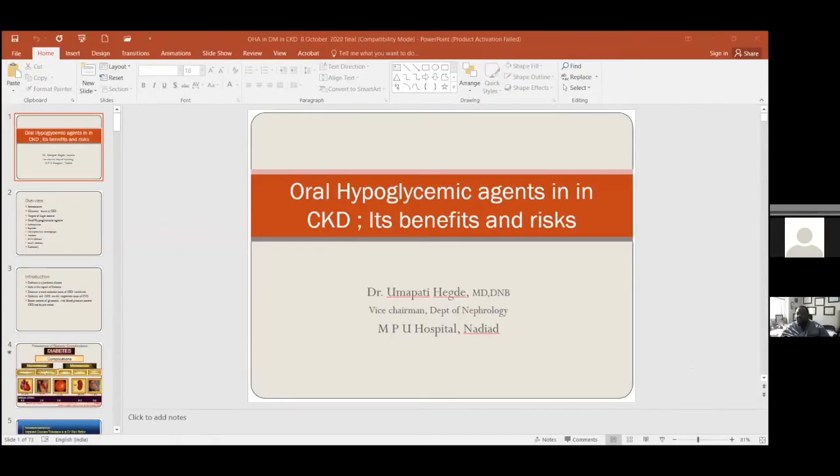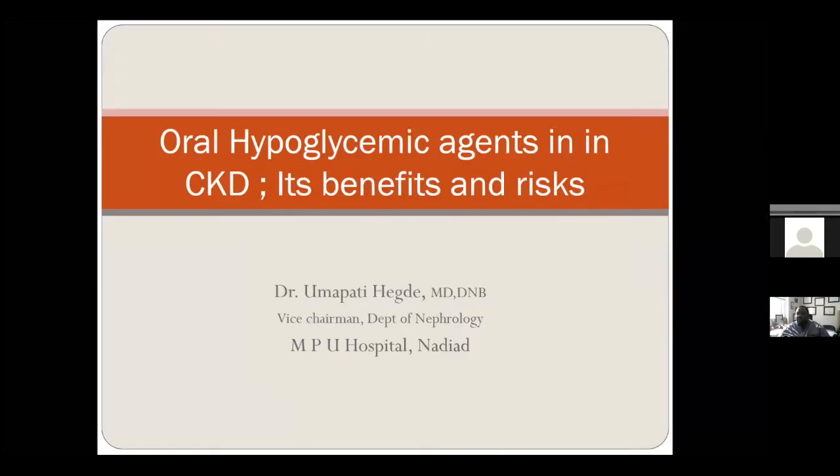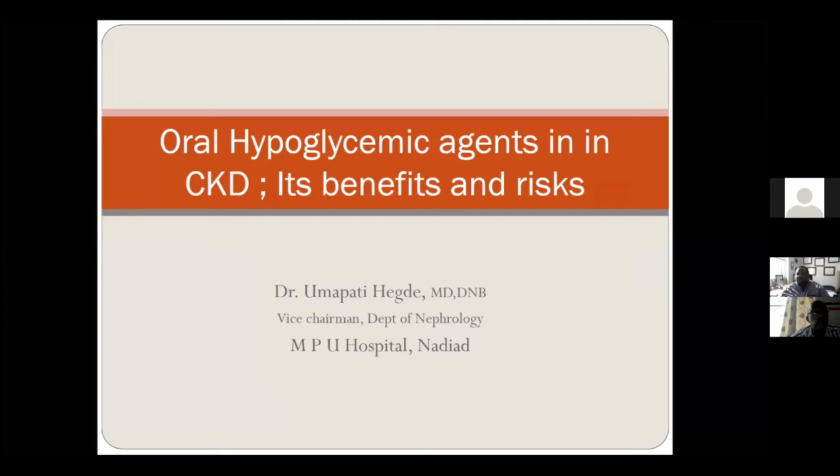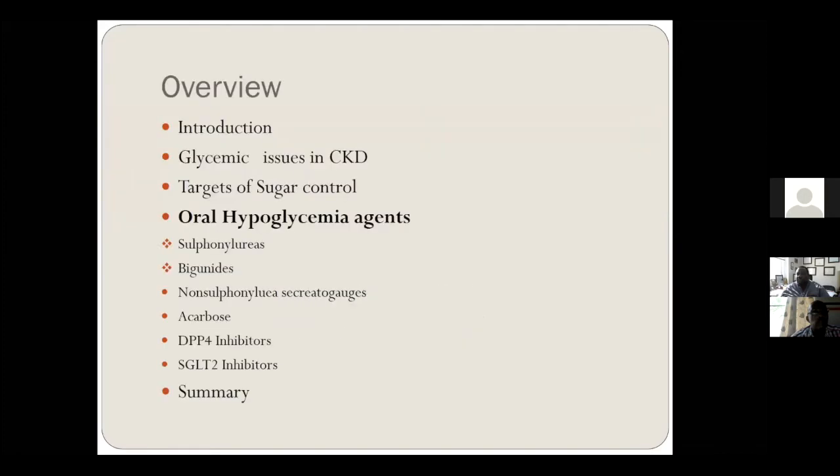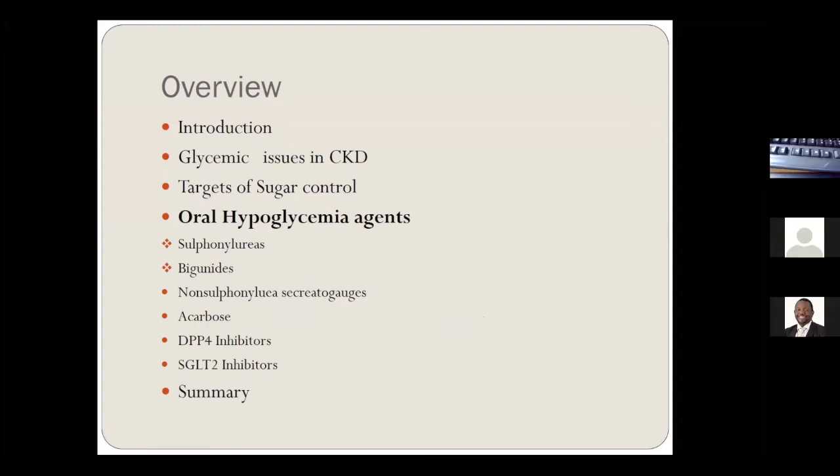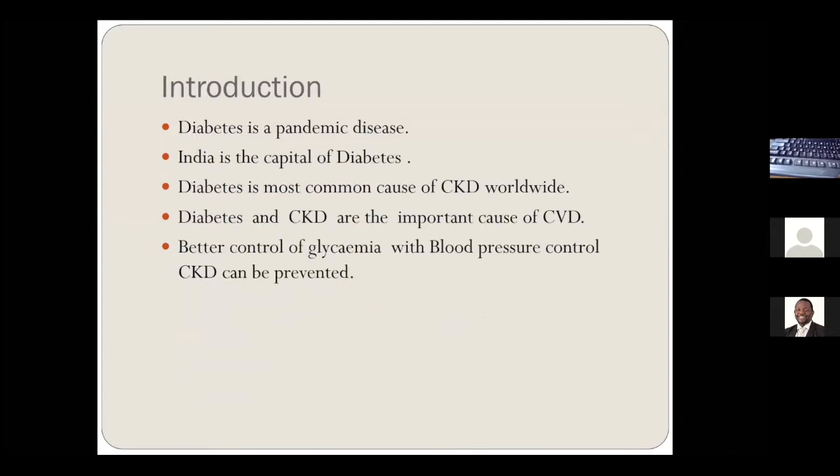So we all know that diabetes is a pandemic disease, and it is increasing everywhere, even in our country, and the same thing is in your country also. Almost around 35% of kidney disease is because of diabetes. So I'm going to give a talk on the glycemic issues and the oral hypoglycemic agents that we have, and the benefits and when to stop these things.